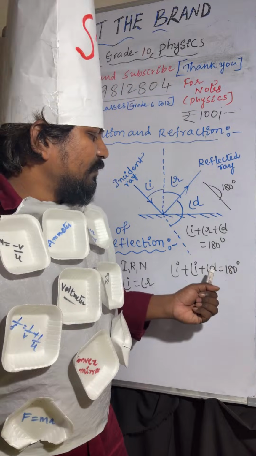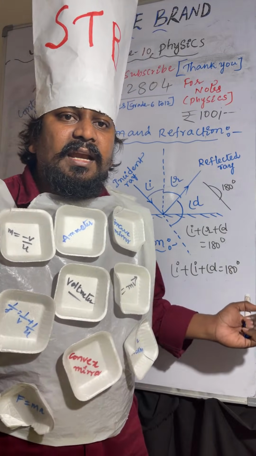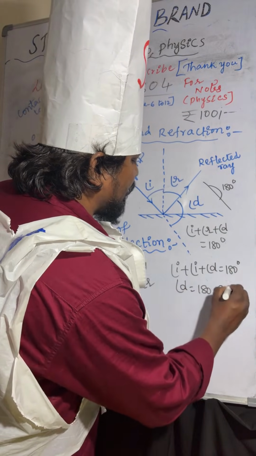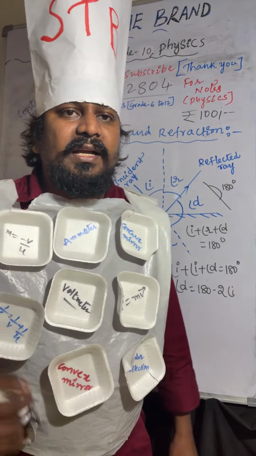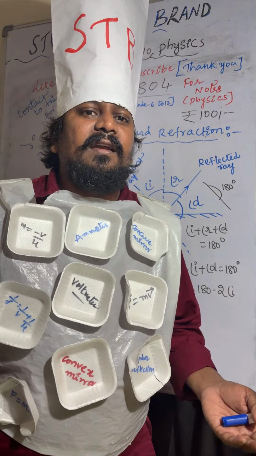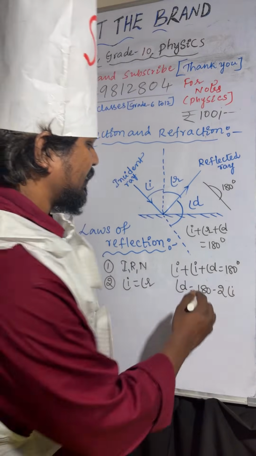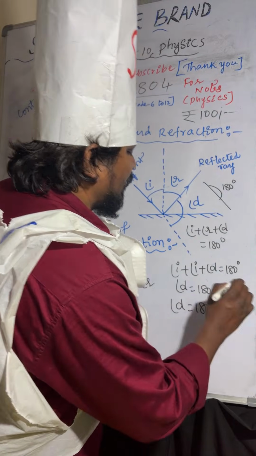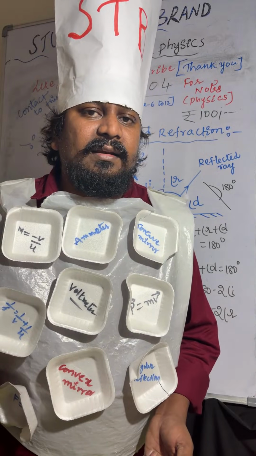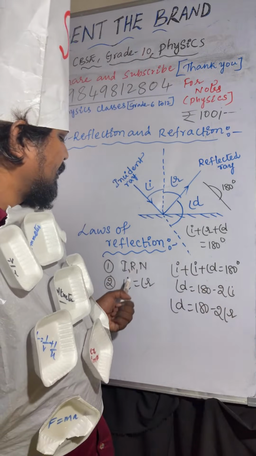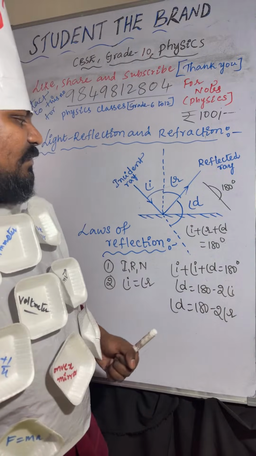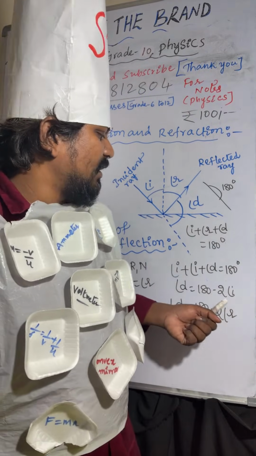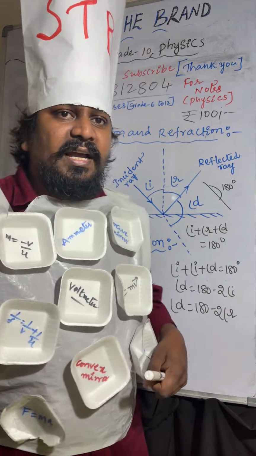Right. So now from this equation we can write angle of deviation equal to 180 minus 2 angle of incidence, and also we can write angle of deviation equal to 180 minus 2 angle of reflection. So how can you write like that? From the law of reflection, angle of incidence is equal to angle of reflection. So instead of angle of reflection, I wrote angle of incidence, so that I got angle of deviation equal to 180 minus 2 angle of incidence.